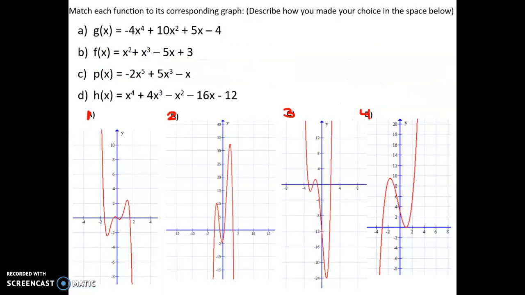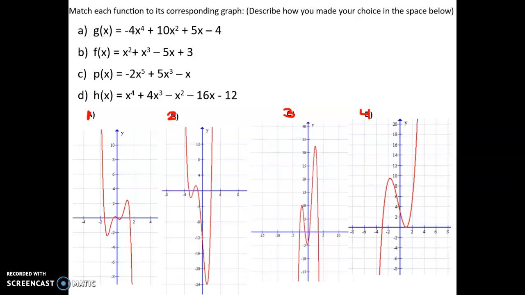All right, so looking here then, which one matches up with which? All right, so when I look at the first equation here, I know that I have a negative in front and an even power, so it's going to be like an upside down parabola. So that should match with this graph, A, because this one is the one that looks like an upside down parabola and goes from 3 to 4.